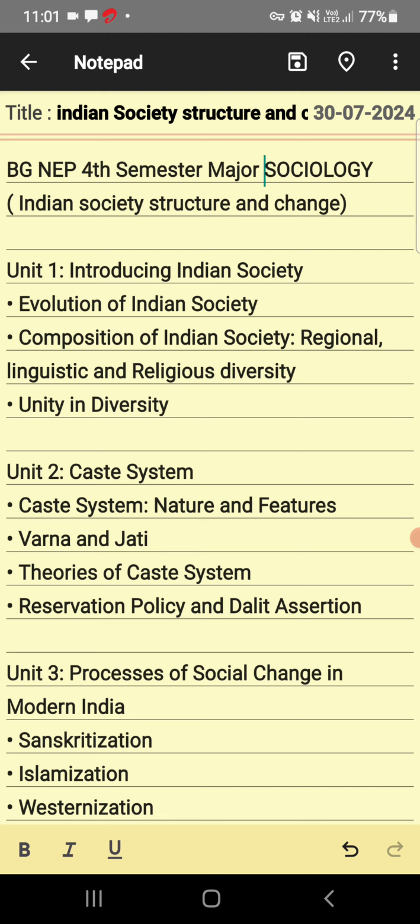Unit 1 is Introducing Indian Society, Evolution of Indian Society, Composition of Indian Society, Regional, Linguistic and Religious Diversity, Unity in Diversity. Unit 2 is Caste System, and in this unit you have to study caste system, nature and features. Then Varna and Jati, Theories of Caste System, Reservation Policy and Dalit Assertion.